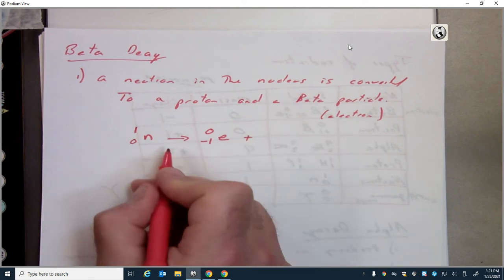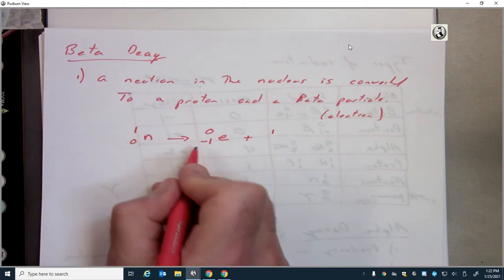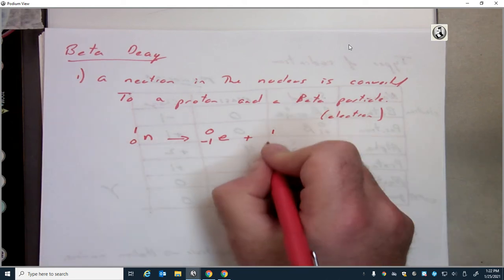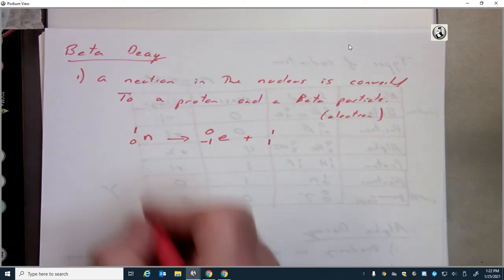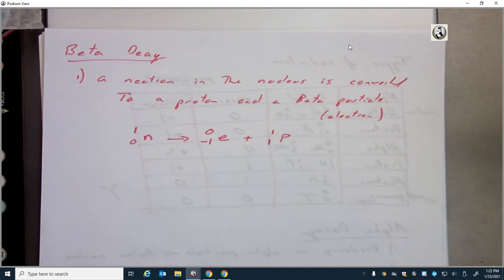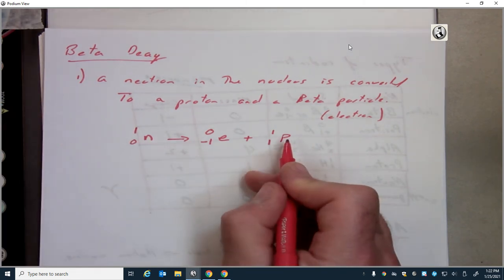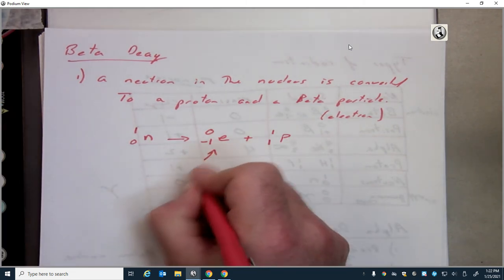So if we subtract, what's 1 minus 0? 1. 0 minus the negative 1 is 1. It's positive 1. When you subtract, you add. And this would be a proton. So this is the conversion of a neutron to a proton in the nucleus, and this is my beta particle.